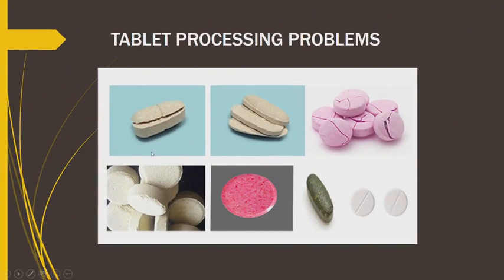This we can see is the capping. This defect can be seen is a lamination problem or lamination defect. This is cracking or chipping. This is chipping. This is cracking. This is mottling, which is unequal distribution of color. And the last one is picking, or we can say the engraving of the tablets, which is double impression of monogram. As we can see in this tablet, there is a double impression of the monogram which causes a defect in the tablet.